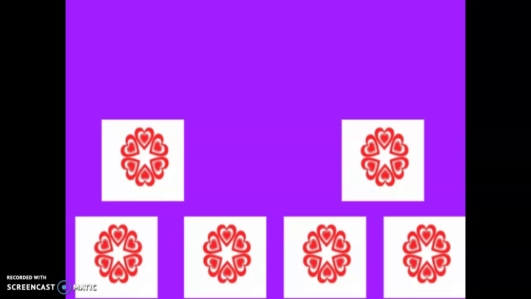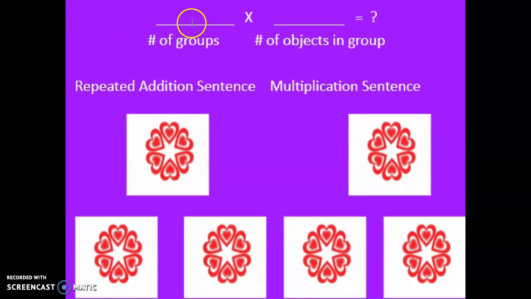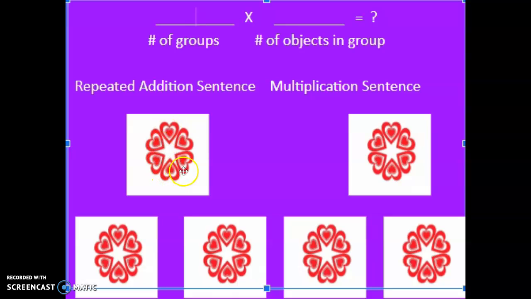Are they going to be asking how many hearts we have altogether? The total number of hearts? So let's figure it out and decide how we would make that into a multiplication sentence and a repeated addition sentence to represent the problem. So if we're looking at the number of groups, I'm going to count each group. So I have 1, 2, 3, 4, 5, 6.